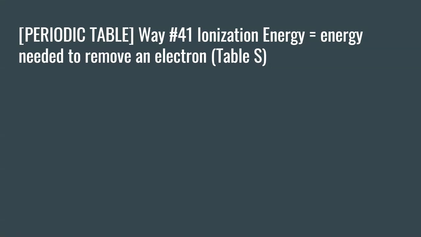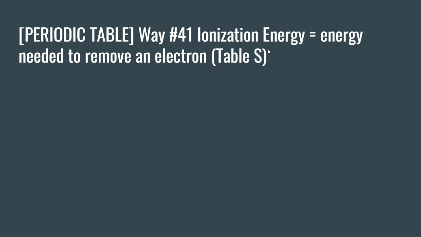Way 41 deals with ionization energy. And ionization energy is the amount of energy it takes to remove a single electron from an atom. Recall that when atoms lose electrons, they become an ion. They become a positively charged ion.